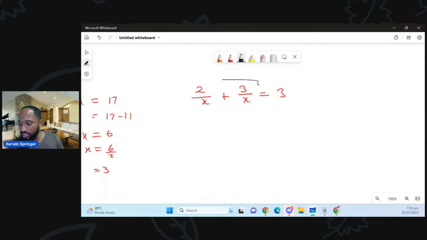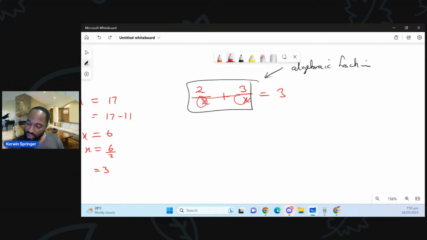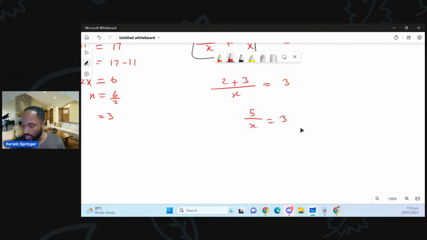Well, anytime you see these things next to each other, this is called an algebraic fraction. Algebraic fractions are solved by using LCM. However, the denominators that we see are the same, so this is really 2 plus 3, as simple as that. I can say over x, and just put 2 plus 3, because the denominator we see is equal to 3. So 5 over x is equal to 3. So do a little swappy swaps. We have 5 over 3 is equal to x.